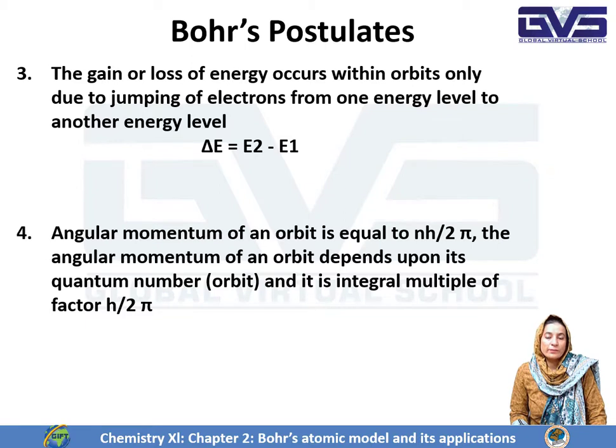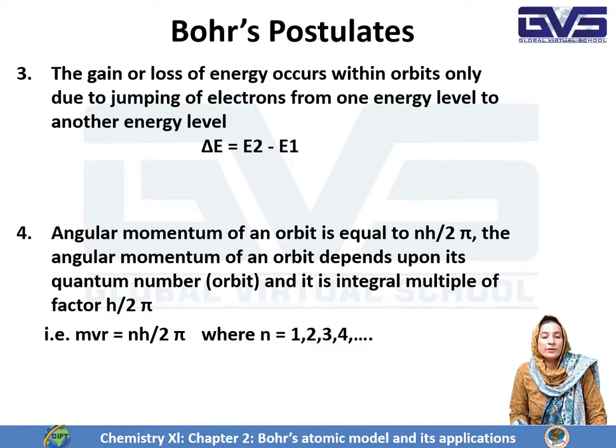And angular momentum is equal to nh over 2 pi. N stands for orbit number: first orbit, second, third, fourth, and so on. And this is mvr, that is the angular momentum. It is equal to nh over 2 pi, where n can be 1, 2, 3, 4, up to any unlimited number, that is called infinity. So for an electron moving in a particular orbit, the angular momentum mvr equals nh over 2 pi.